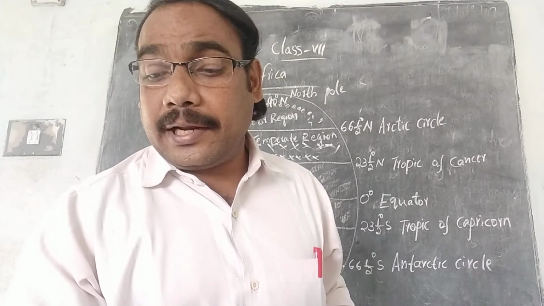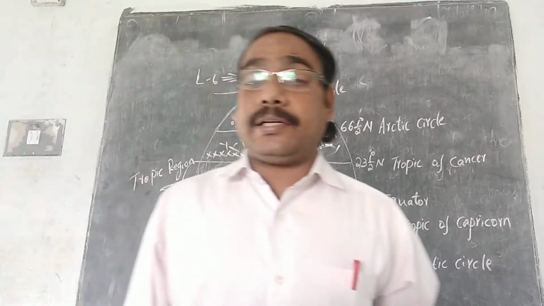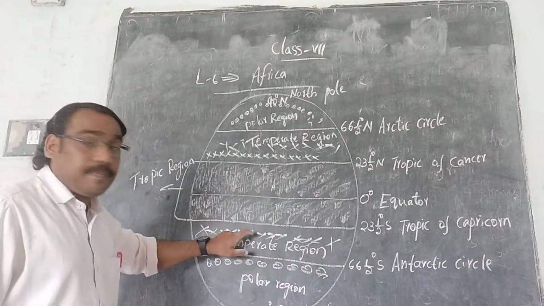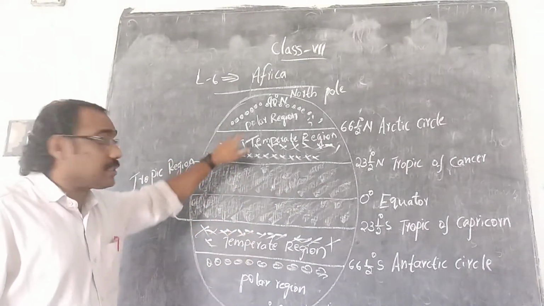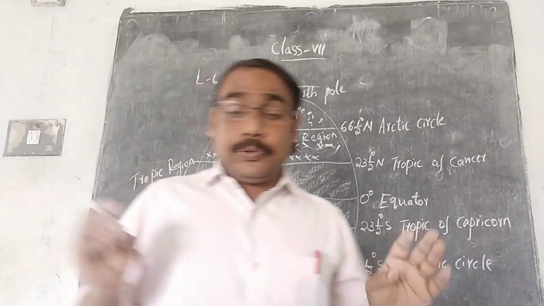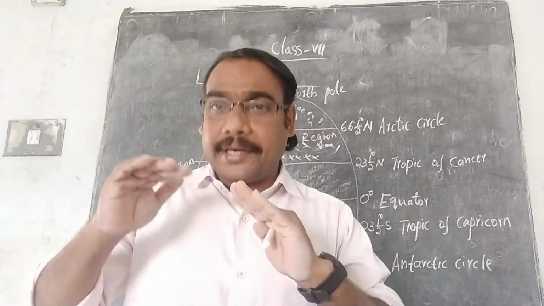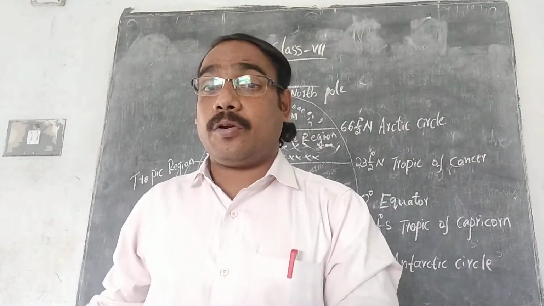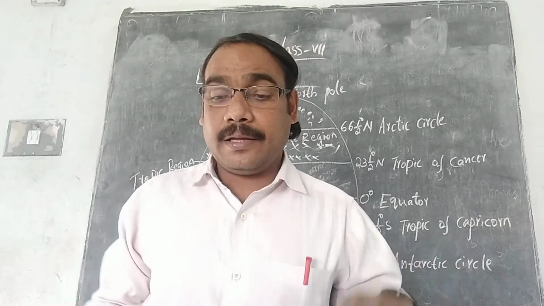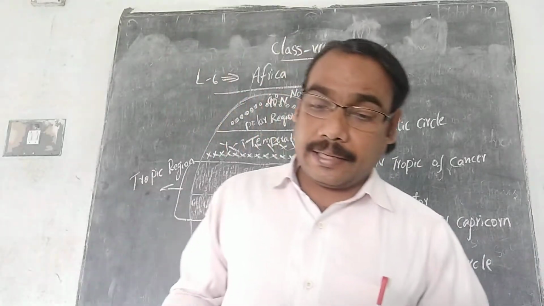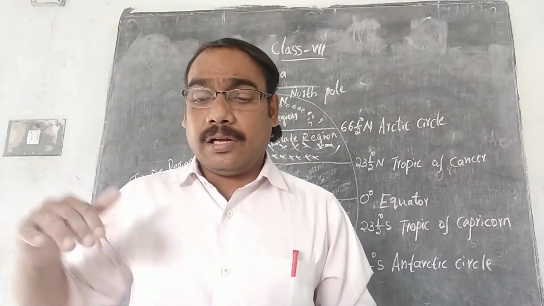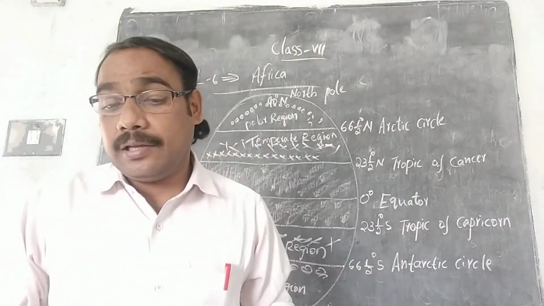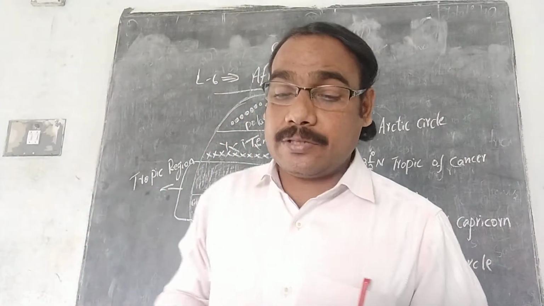Savannah: due to moderate rainfall, tall grasses grow in the temperate zone. I told you, where is the temperate zone? Here, this and this one. Okay. So in this temperate zone, due to moderate rain, means not too much, not too less, medium. So due to moderate rainfall, tall grasses, not trees, grasses which are very tall, grow in this temperate zone, what I told you.